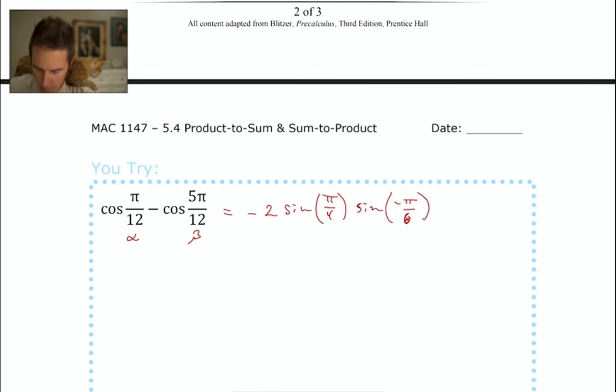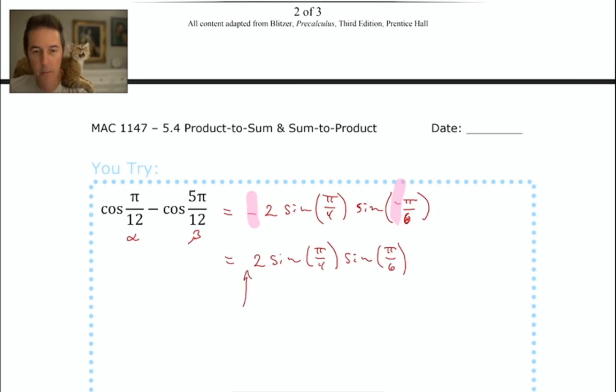So what I'm going to do is take this negative sign right here and bring it all the way out front, which causes it to interact with this negative sign, and they cancel each other out, giving me a final answer of 2 times the sine of pi over 4 times the sine of now positive pi over 6. And the thing we really want to note is that this is now positive.